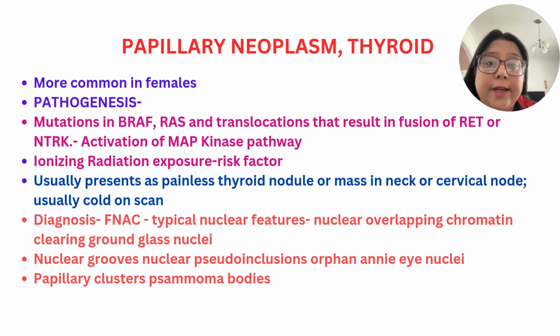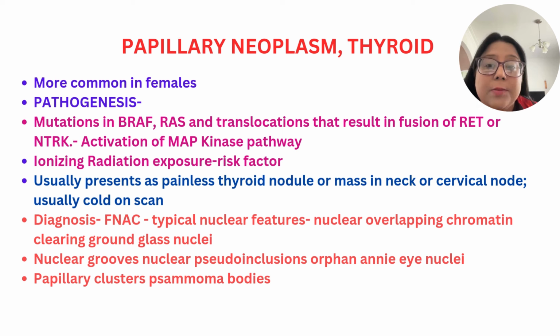Papillary thyroid neoplasms are more common in females. They occur because of mutations in RAS, and translocations that result in fusion of RET or NTRK, causing activation of the MAP kinase pathway. Ionizing radiation exposure is a risk factor. These tumors usually present as a painless nodule or mass in the neck or cervical node and are usually cold on scan.